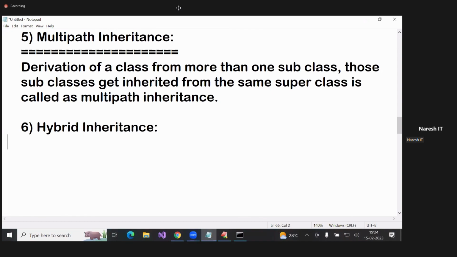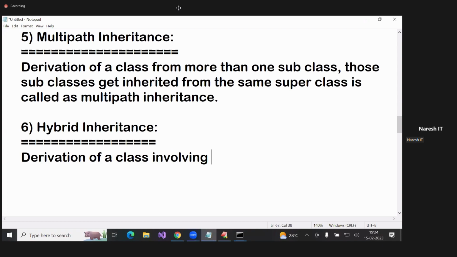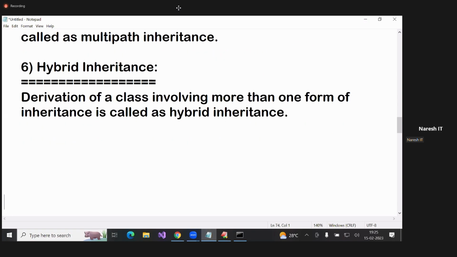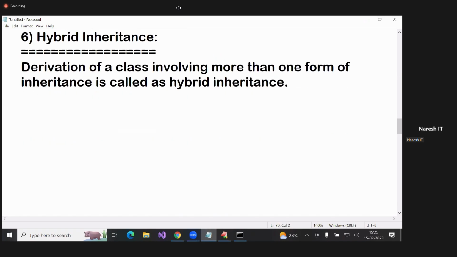Hybrid inheritance. Derivation of a class involving more than one form of inheritance is called hybrid inheritance.